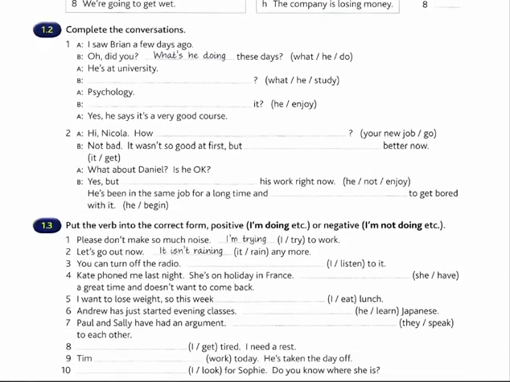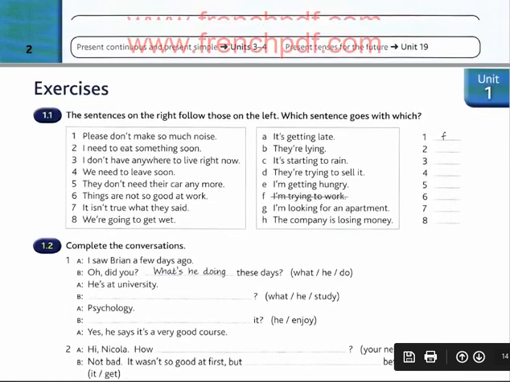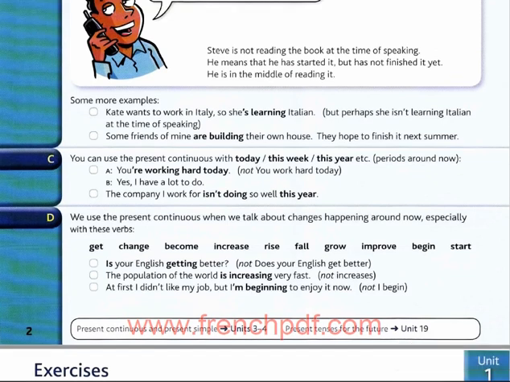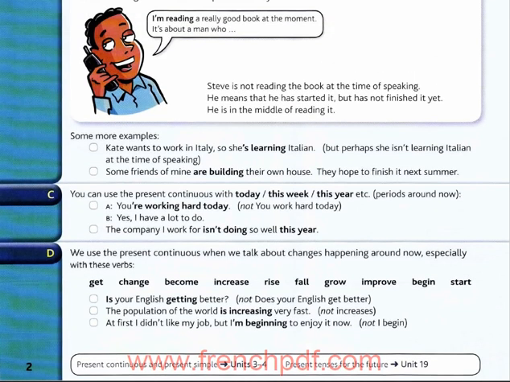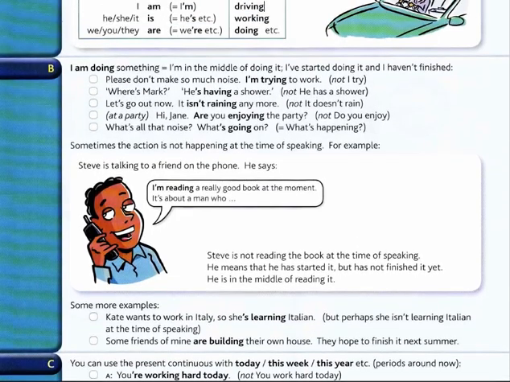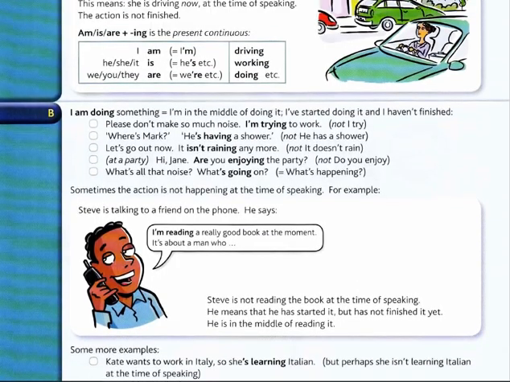For example, as you see, you can turn off the radio. I am listening to it. I'm not listening to it, for example. We will do these exercises in the next video, because I don't want to make the videos longer. So this was about the rule. Let's see some examples. For example, please don't make so much noise. Why? Because I am trying to work.